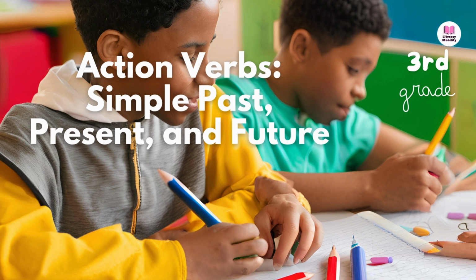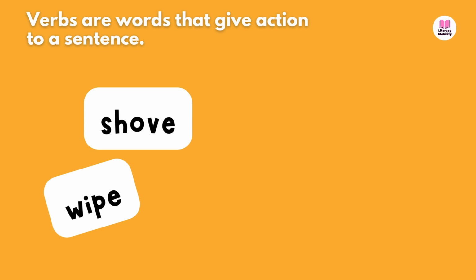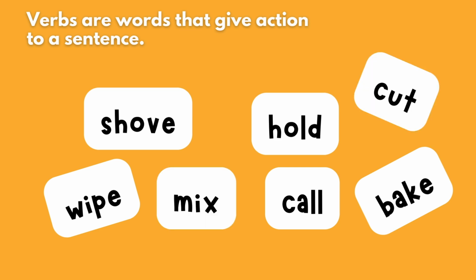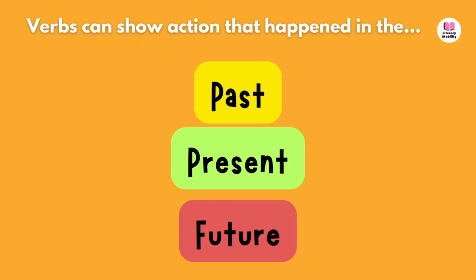Okay, let's get started with action verbs, simple past, present, and future. Verbs are words that give action to a sentence. Verbs can show action that happened in the past, present, and future.